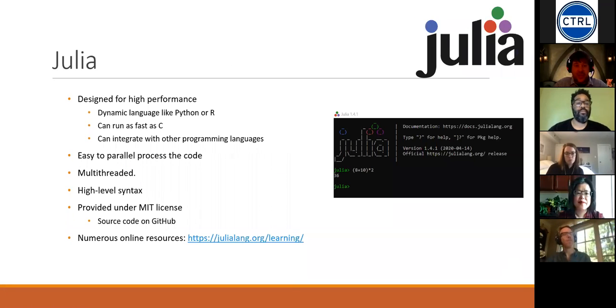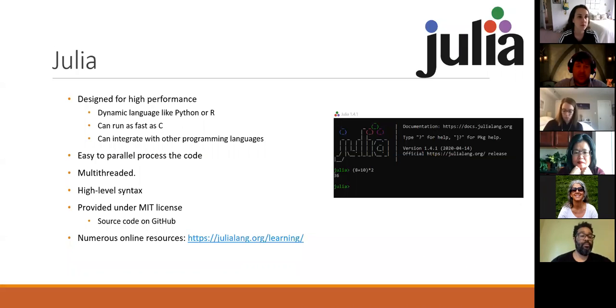Another option is Julia. Julia is a newer option. It is designed specifically for high performance. So it's a dynamic language like R and Python. However, it runs as fast as C. So if there's anyone who does any programming in C, it's incredibly fast, and it's designed to be implemented into what's called multi-threading. So rather than having it only be able to run one piece of code at a time, you can split your code up and it'll run all of them simultaneously. It's provided under the MIT license, and the source code is freely available on GitHub, so you can actually modify it too. And there are numerous resources on learning Julia.